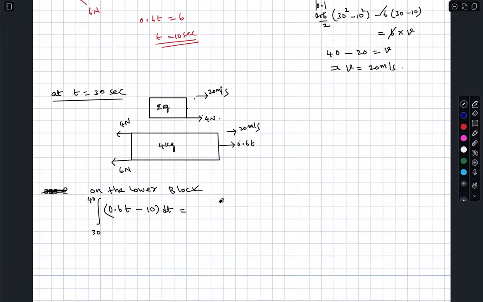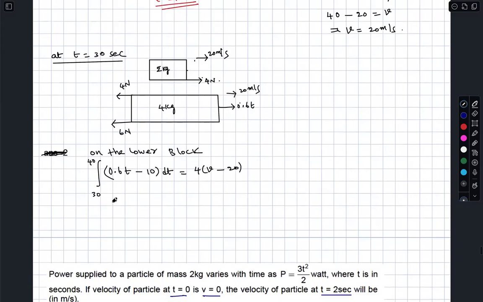This is equal to, at that instant, 20, 4 times V minus 20. I've applied the impulse-momentum theorem: force into time of action is change in momentum. Now, what is happening over here?